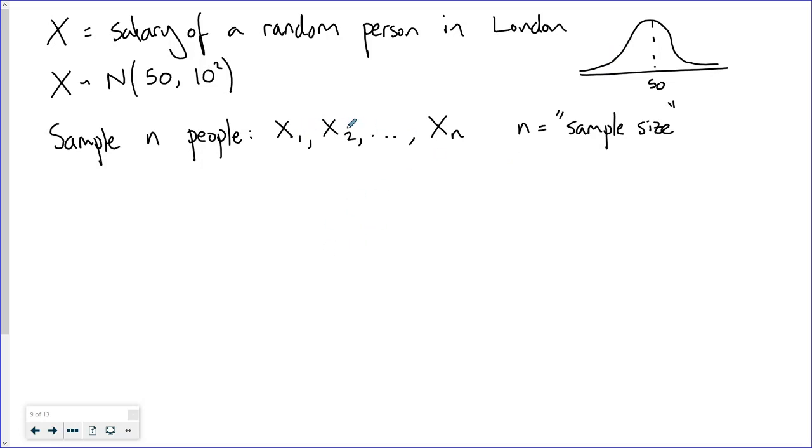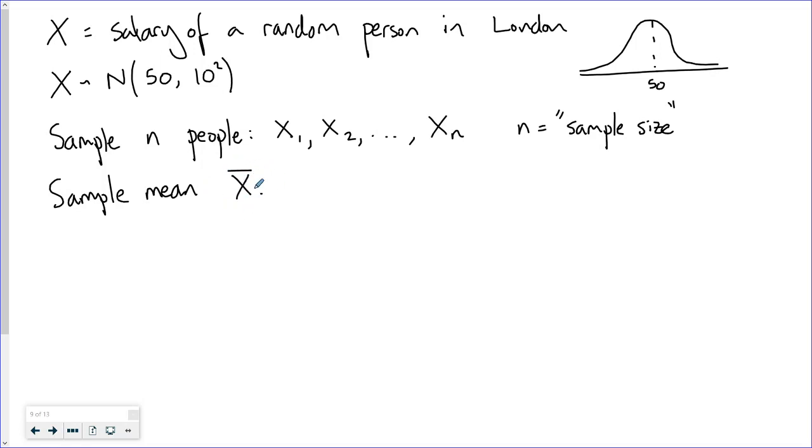So hopefully you understand that these X values are completely random, which is why I've used a capital X, because they're random variables. Before I go out and actually do the experiment, before I go out and sample the people, I don't know whether I'm going to ask people with a high salary or a low salary. So what we're interested in is what's called the sample mean. So the sample mean is X bar.